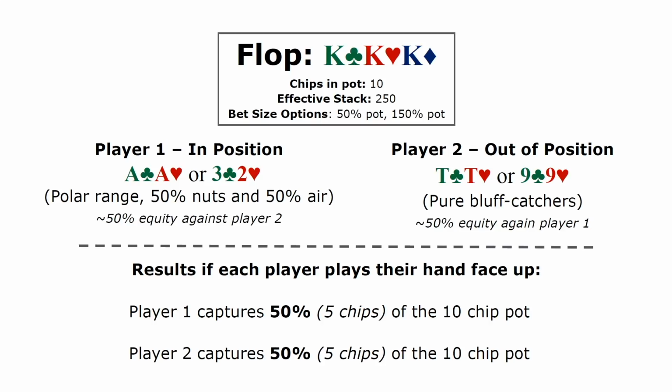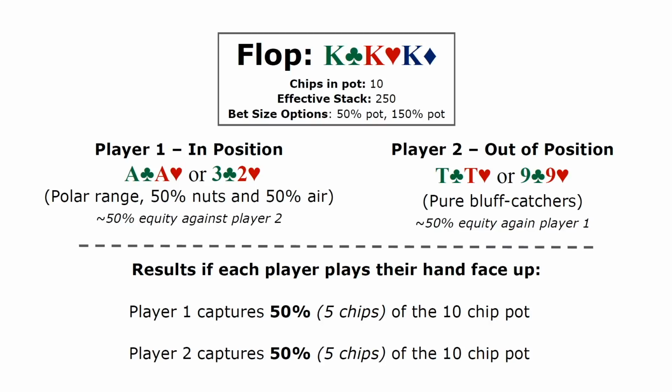To demonstrate the effect that a nut advantage has on equity realization, let's take a theoretical example on a flop of king, king, king, where one player is either going to have the nuts or air, and the other player is going to have 2 bluff catchers. There are 10 chips in the pot, the effective stack is 250, and each player has the option of either betting half the pot or 1.5 times the pot. The in position player has exactly 2 combinations, aces or 3 high, and player 2 is either going to have pocket 10s or pocket 9s. Because player 1 has 2 combos and player 2 has 2 combos, and because aces has the bluff catchers drawing dead, and the bluff catchers have 3 deuce offsuit drawing dead, each player has exactly 50% equity.